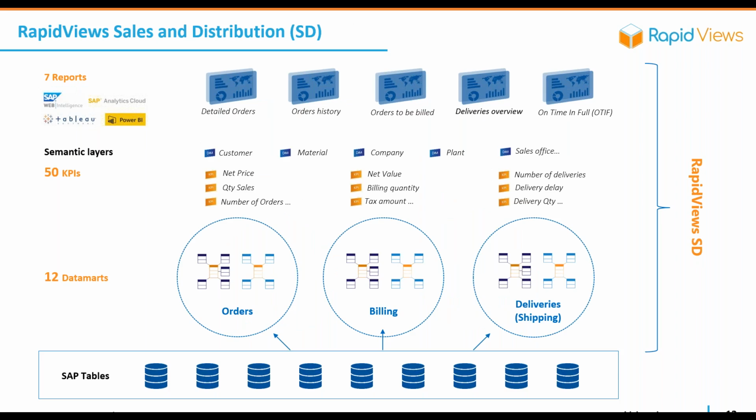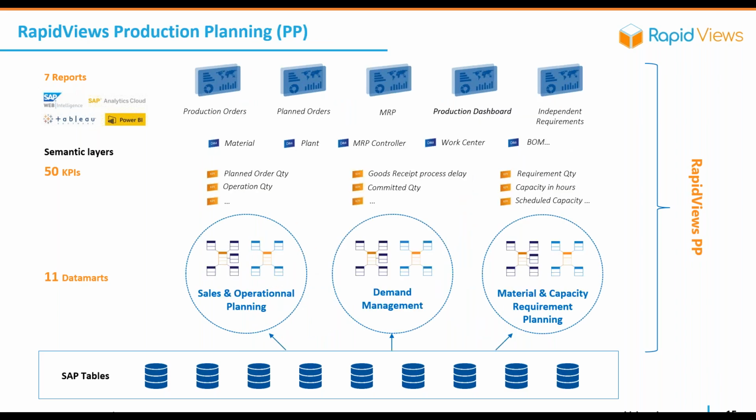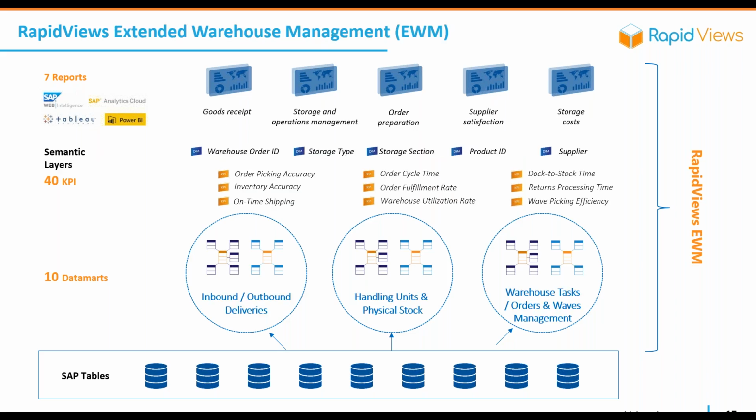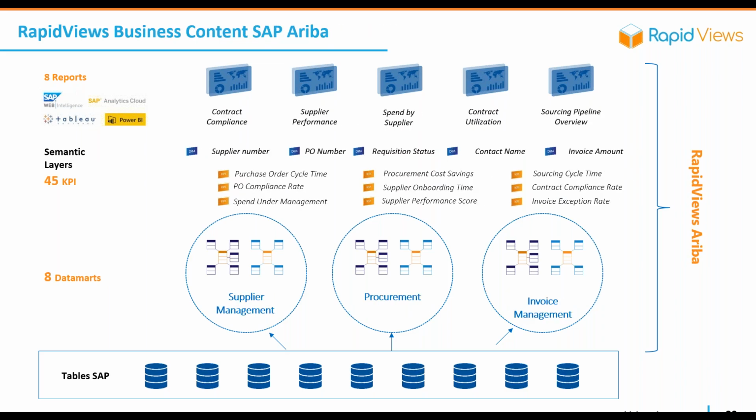We did the same for sales and distribution, right? Orders, billing, and deliveries. For material management, PP, QM. So as you can see, for each business content, we provide the data mart, we provide the KPIs, everything we name, and samples of report. Today, we provide these samples of report in Web Intelligence technology, SAP Analytics Cloud, Tableau software, and Microsoft Power BI. We did also for EWM, PM, PS, and Ariba.